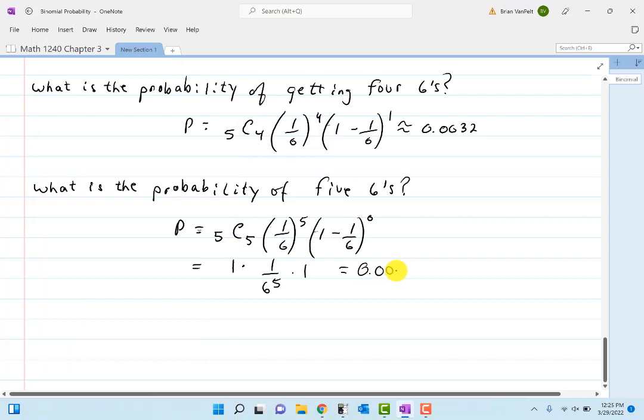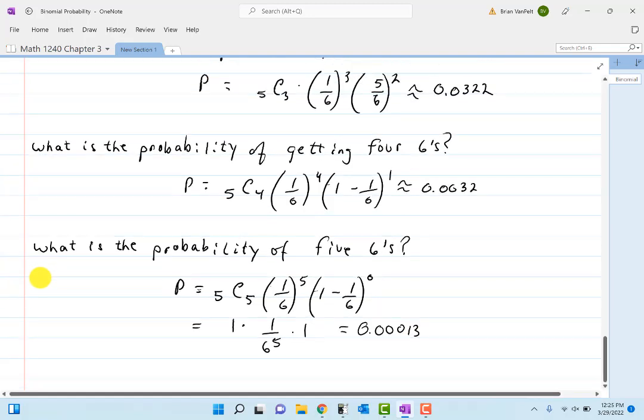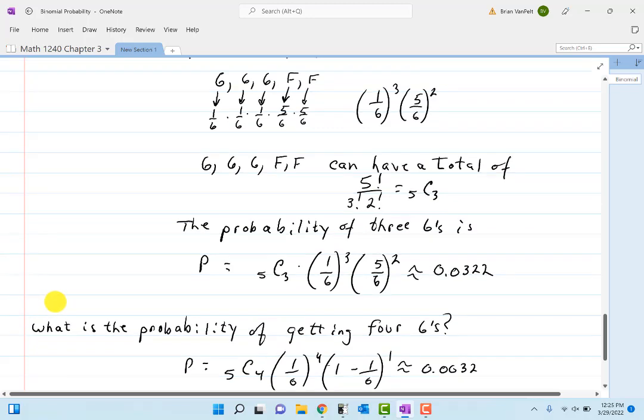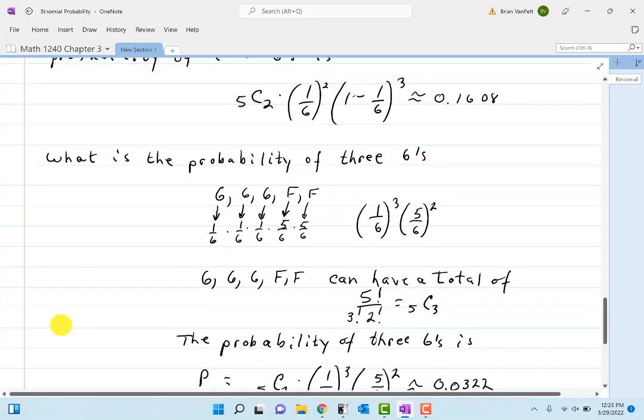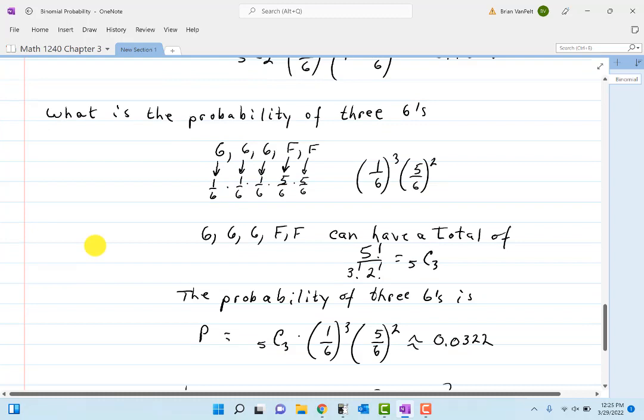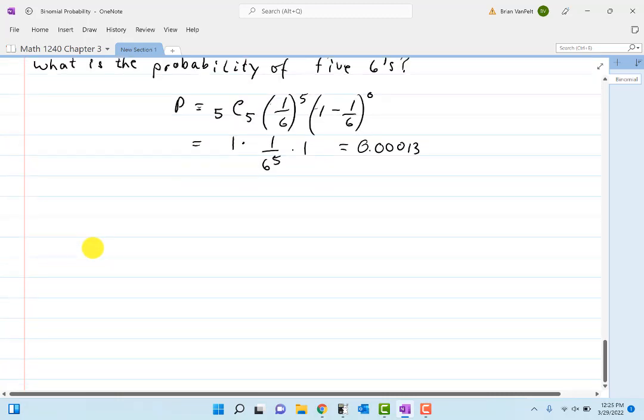Now, let me ask another type of question here. What we did is we did 3 sixes, and then I think I did 2 sixes. All right. So here's another question. What is the probability of 2 or more sixes?